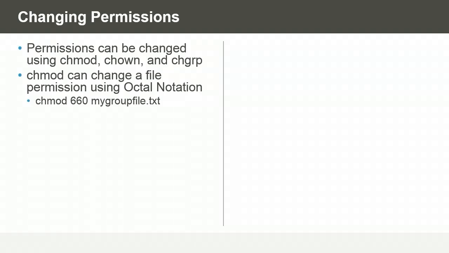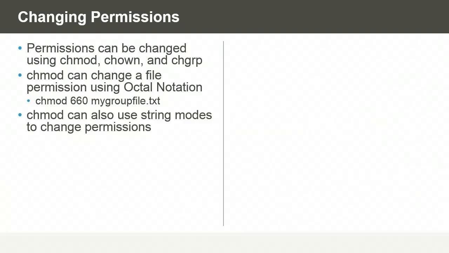For example, change mode, or chmod 660 mygroupfile.txt. The first 6 means that we've got read and write for the owner. The second 6 means we've got read and write for the group, and 0 would mean the permissions for other.